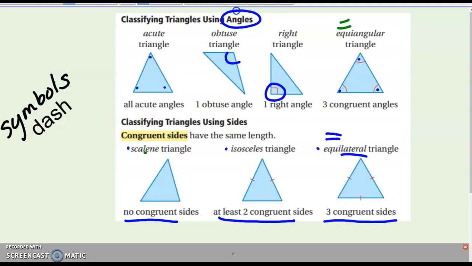So equal sides. So remember, we've talked about congruent. Congruent means equal, right? So no equal sides, 2 equal sides, 3 equal sides. So it's important to know that acute, obtuse, right, and equiangular talk about the angles, and then scalene, isosceles, and equilateral talk about the sides, okay?